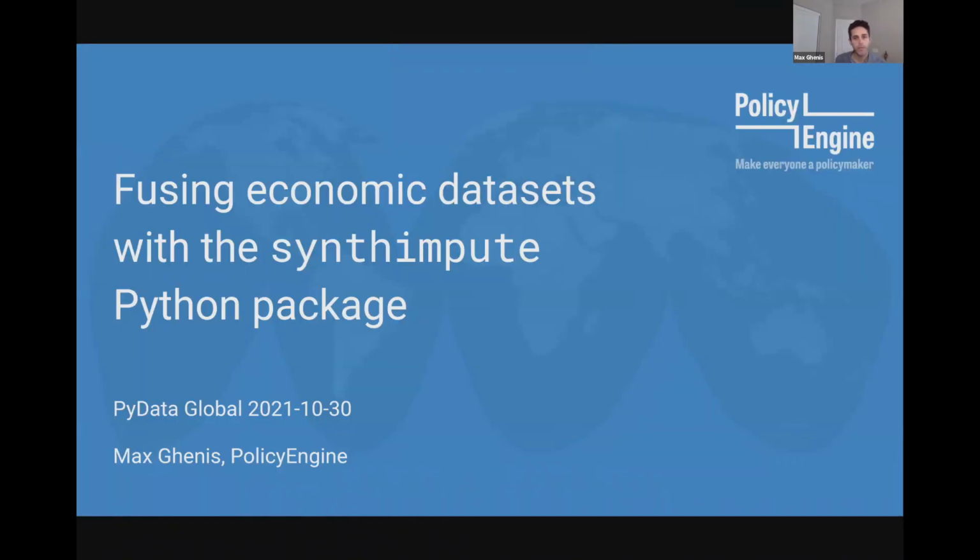What we do at PolicyEngine, our mission is to make everyone a policymaker. We do that by producing a single unified product that lets anyone reform the tax and benefit system and see the impact both on society and their own household. To do this, we have to apply pretty complicated economic microsimulation modeling, and Synthimpute is a Python package that we've developed to make that more robust.